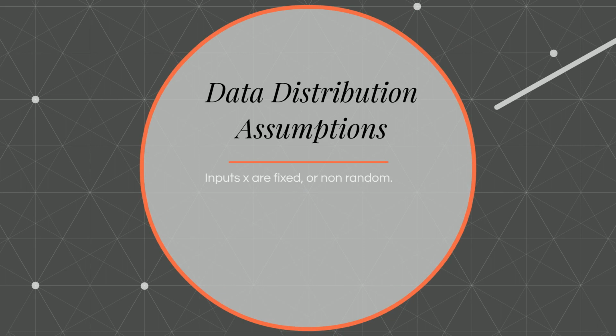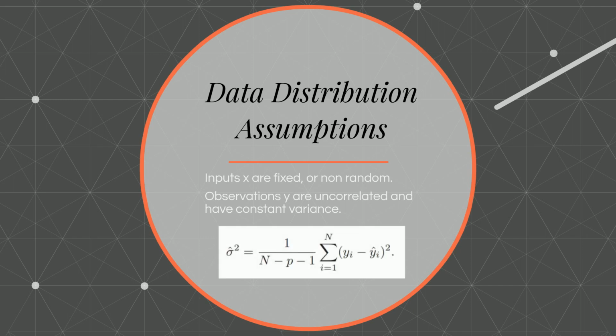However, in order to pin down the sampling properties of beta, we now assume that the observations of y are uncorrelated and have constant variance, and that the x's are fixed or non-random. So we're going to have in our data an input x, and as a result, we're going to get an observation y that is uncorrelated to the other observations y. Those data are going to have a variance denoted by sigma squared. So we can predict or estimate the variance using this function.